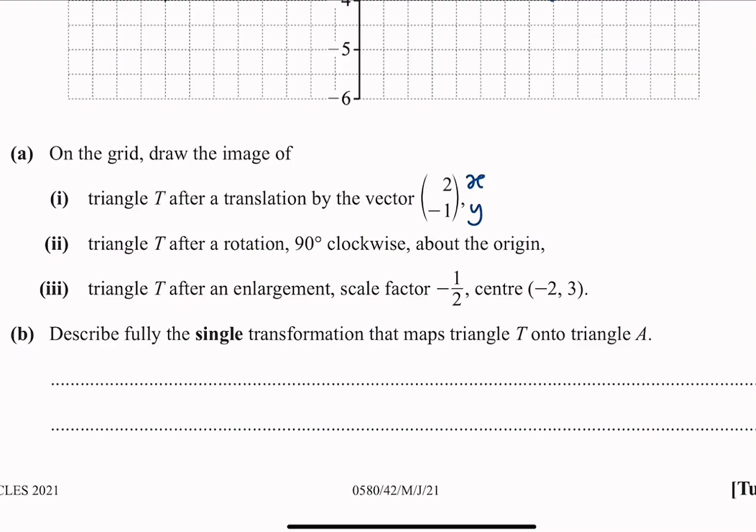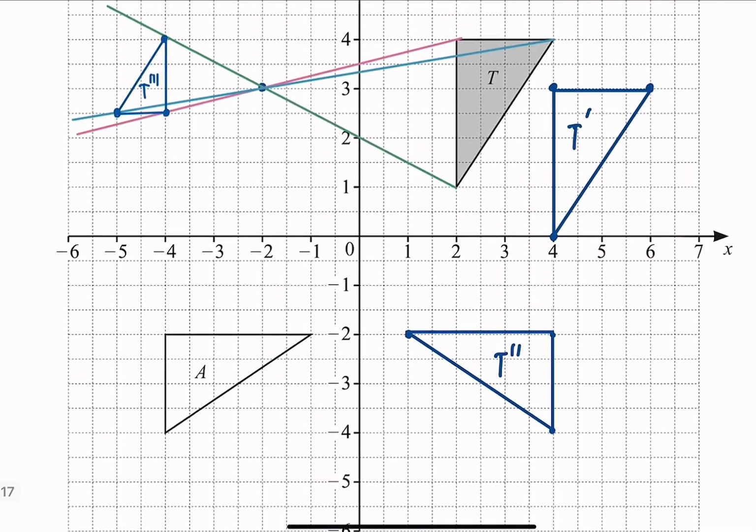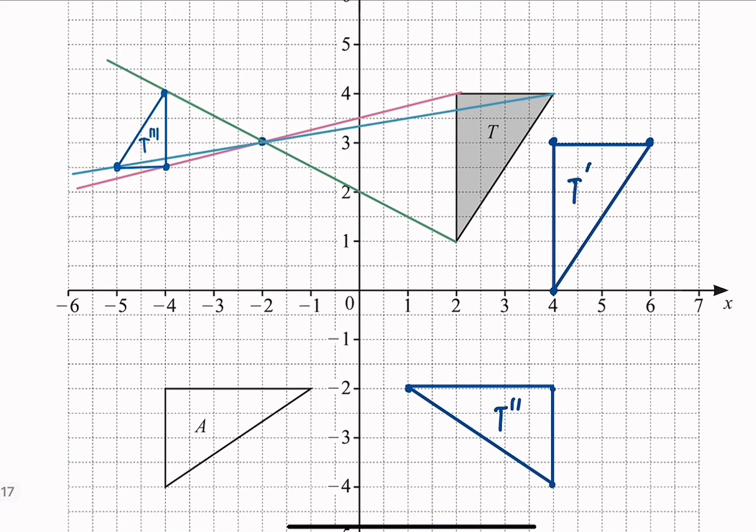Next, describe fully the single transformation that maps triangle T onto triangle A. This question is worth 2 marks. Therefore, there are 2 transformations. And the first thing that I will do is draw lines from T to A. I think now you know the answer.